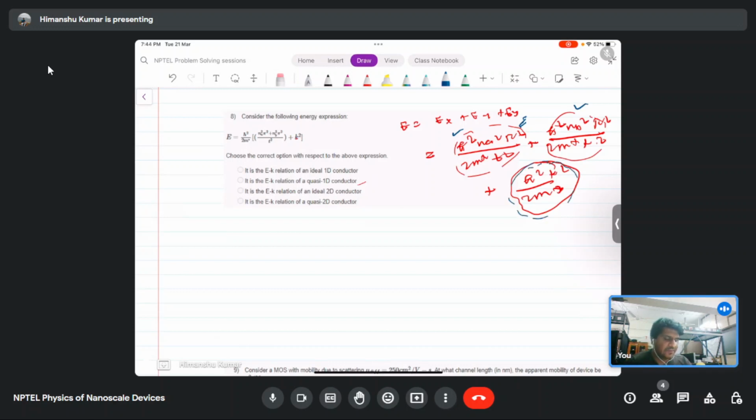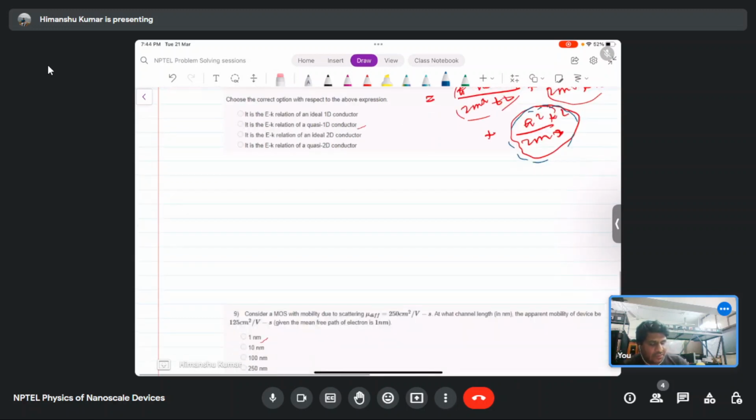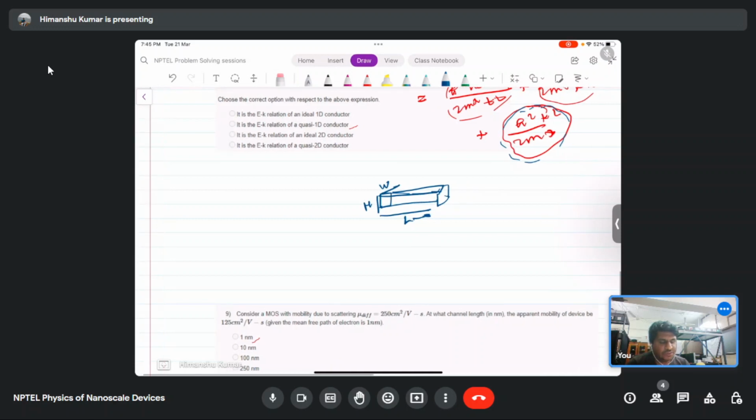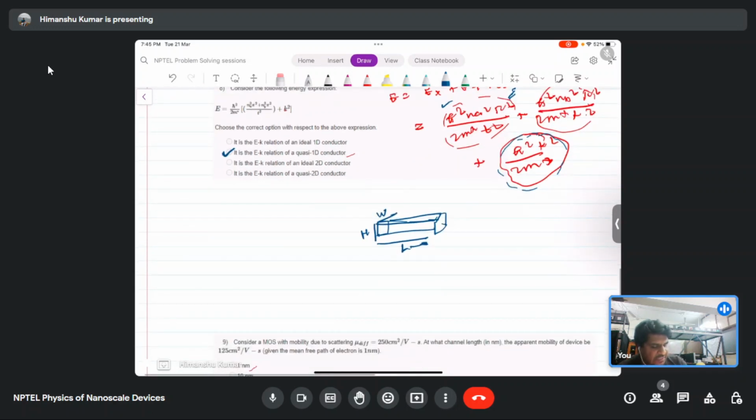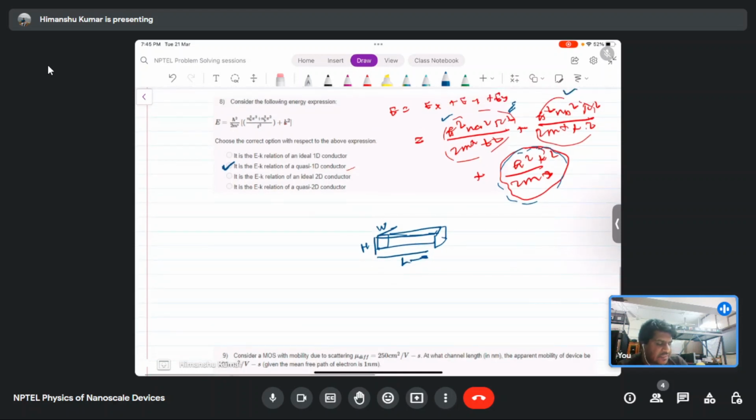So in the case of 2D confinement, as in a nanowire kind of transistor or nanowire kind of channel, the width and height will be confined, while the length will be in the free direction. So we can tell this is the E-k relation for quasi 1D conductors. Quasi 1D because the length may not be infinite. The total energy is the sum of the free energy plus the confined energy.